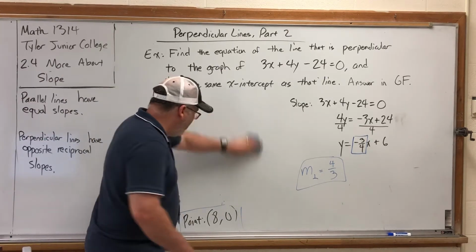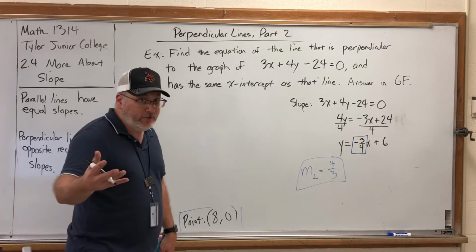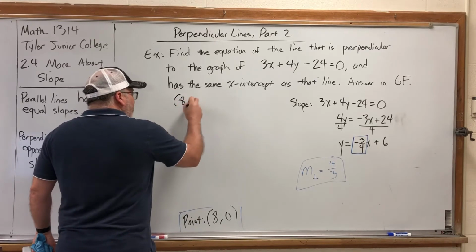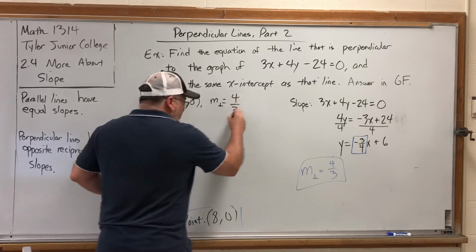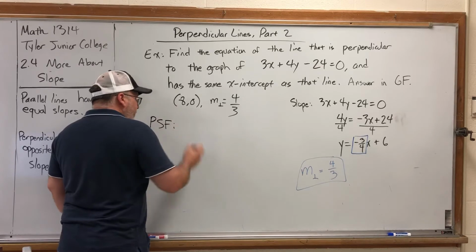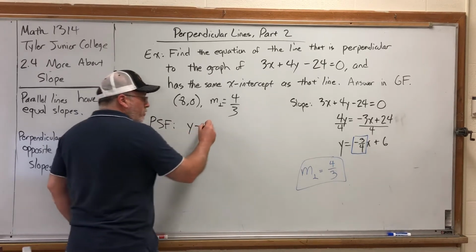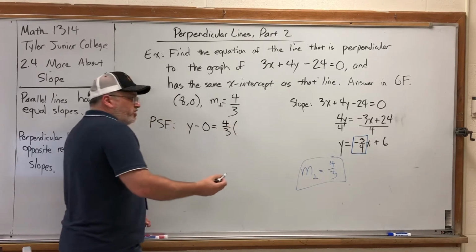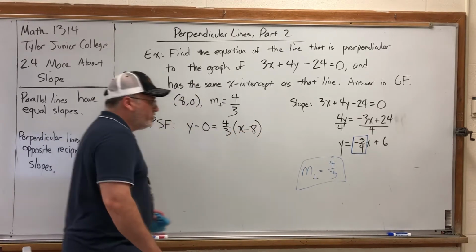By the way, as a test question, you would never want to erase your work. Don't make us guess what you did if you're trying to get points from us. So, our point is 8, 0, and the perpendicular slope that we're using is 4/3. So now we just got to get our point slope form. So point slope form is y minus the given y coordinate, so y minus 0, equals the slope, which is 4/3, times parentheses x minus the given x coordinate, so x minus 8, close parentheses.